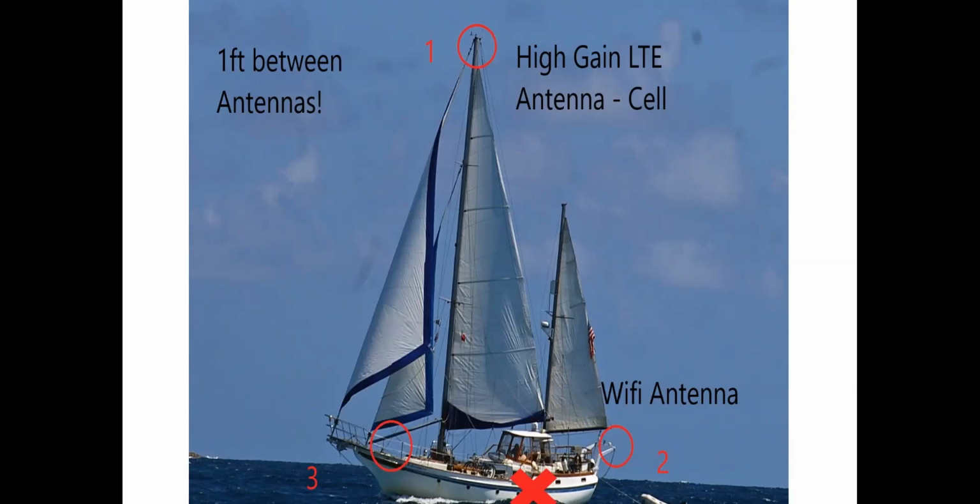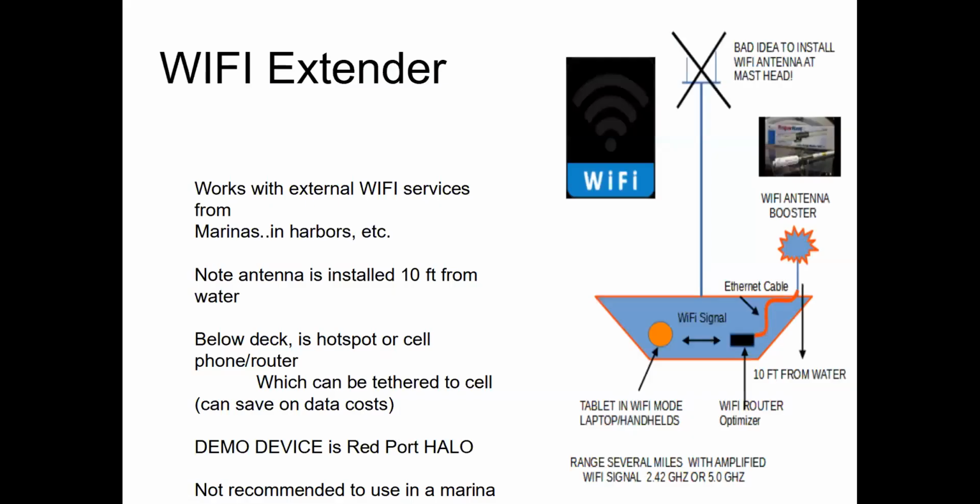Your Wi-Fi antenna, however, goes within 10 foot of the water. Put it at the back of the boat or bow of the boat, but then run your cable back into your devices and wherever your hub is going to be. But those high gain antennas for your cells and stuff, you put them at the top of the mast, run the cable down, but keep a foot between antennas or you're going to have a real mess.